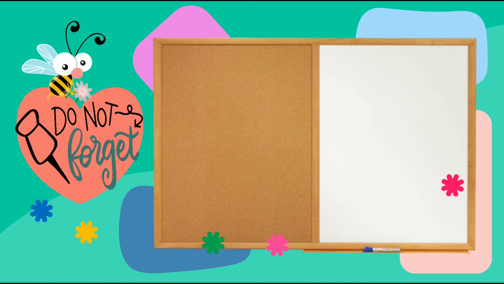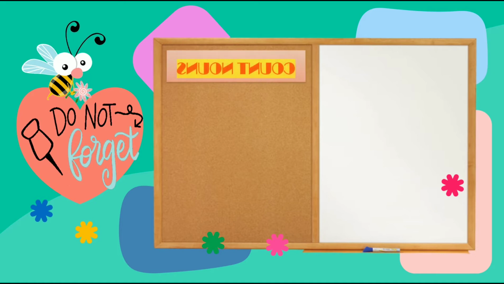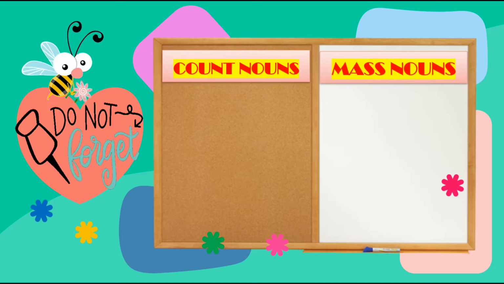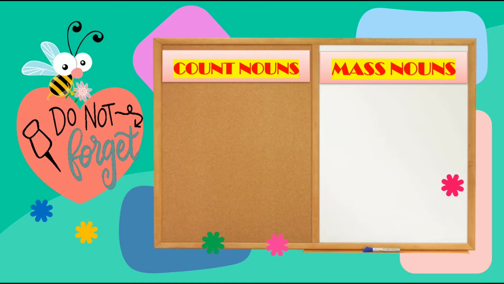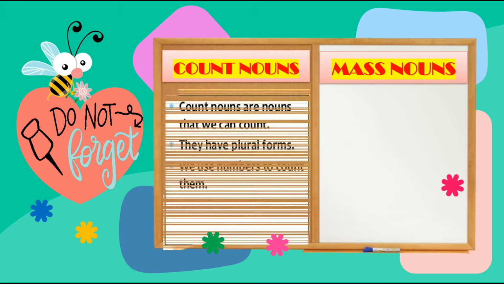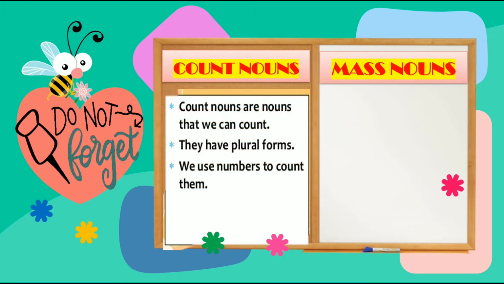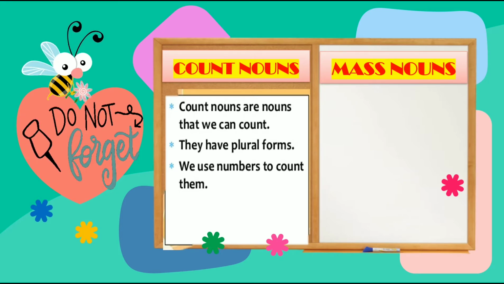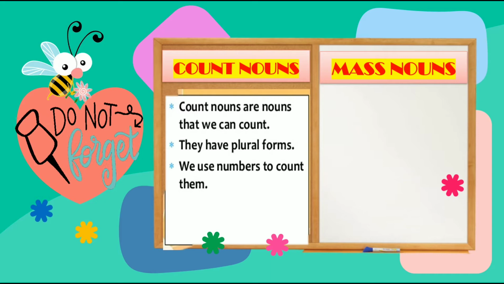But aside from common and proper nouns, we also talked about count nouns and mass nouns. Do you still remember them? I hope so. So let's go over them once more. As you remember, count nouns are the nouns we can count. These are the nouns that have plural forms, and we use numbers to count them. So any noun that can be counted individually are called count nouns.